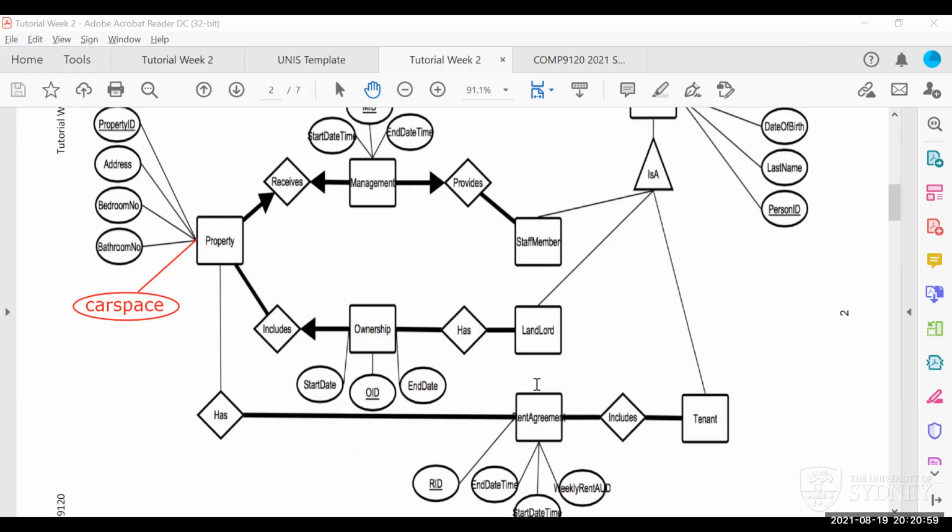Yep, it should be only one property. That's correct. A rental agreement should only have exactly one property, right? Because if we read the fourth sentence, a rental agreement details the weekly rent that is agreed upon with one or more tenants for one property, or for a property. Okay, so that means one rental agreement only for exactly one property.